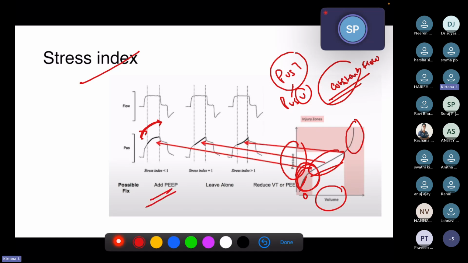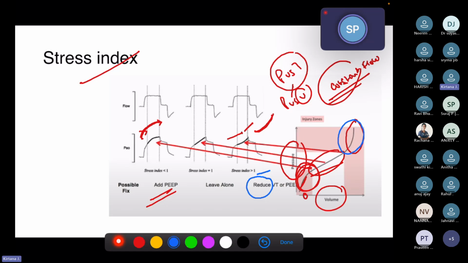On the other hand, if your pressure versus time graph shows a curve like this, that is, convex upwards, this means that as the volume is increasing and time is passing, the pressure starts rising much more rapidly. This means that you're operating somewhere here on the pressure versus volume graph and your lungs are overdistended, and therefore you should reduce either the PEEP or the tidal volume. You have to improve the compliance of the lung.